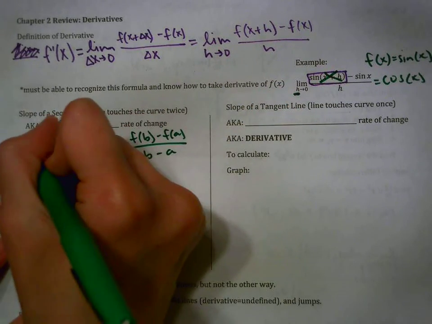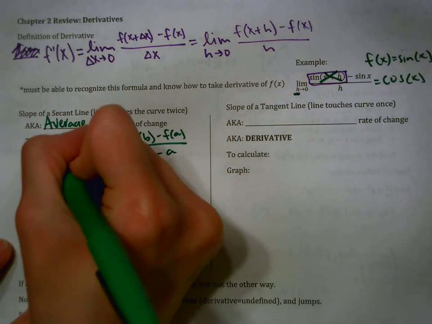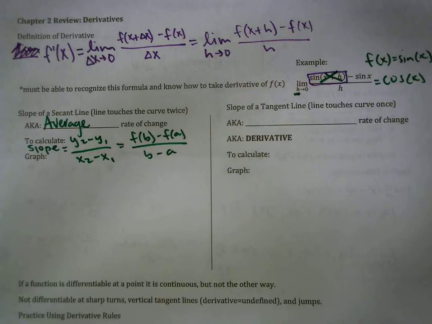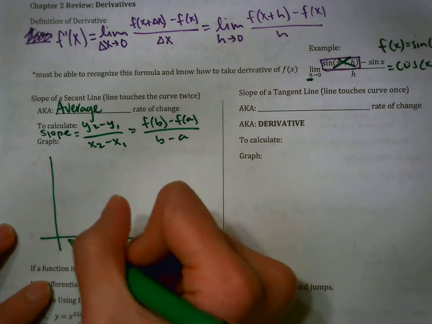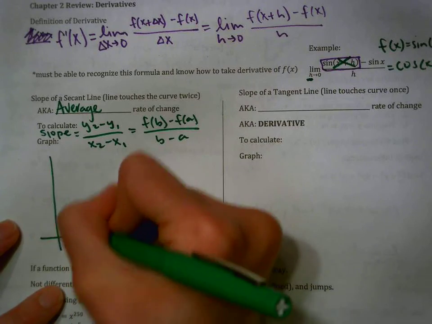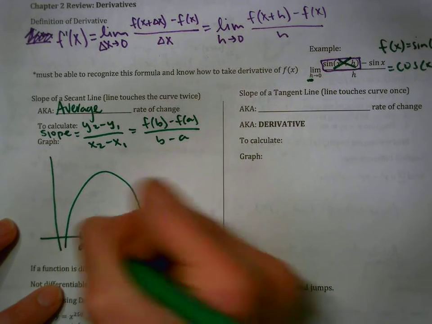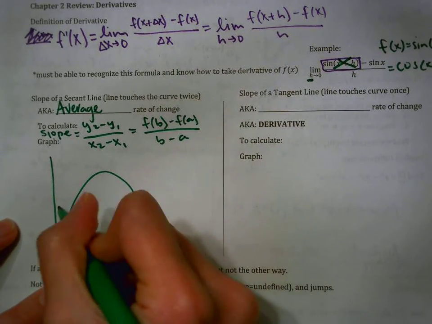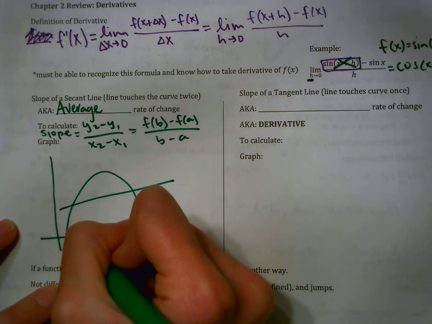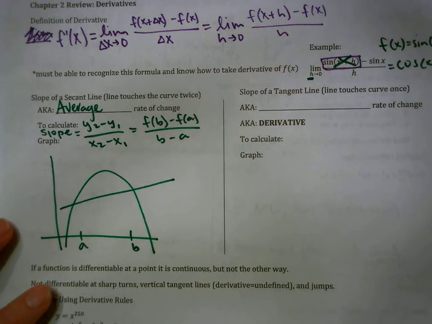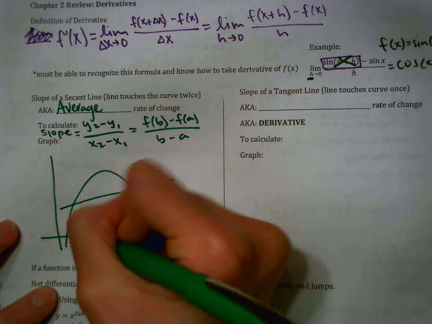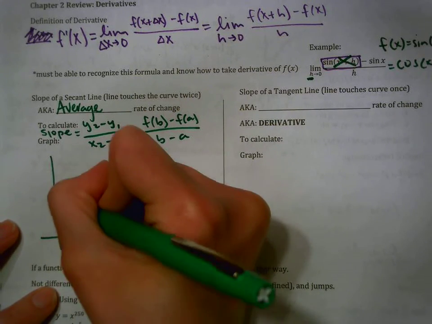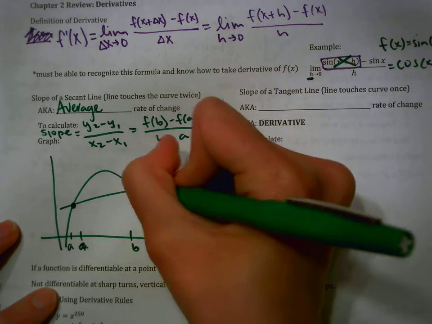I should have put to calculate slope equals. And what that would look like on a graph is, let's say you just have some quadratic, and here's A, here's B. Oh, well, I didn't line that up very well, did I? A was supposed to line up here. I'm going to change my A to B here. Drawing too fast. And here's my B.